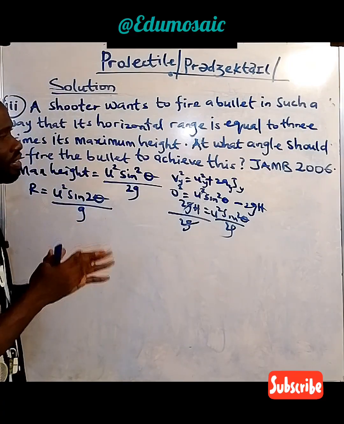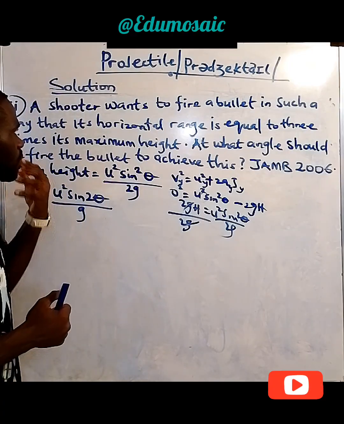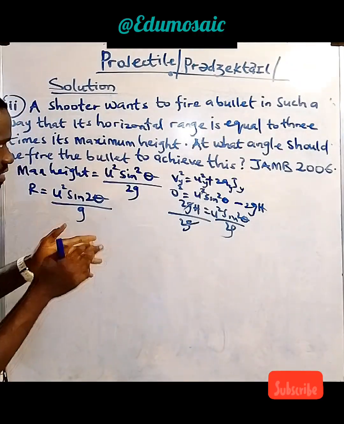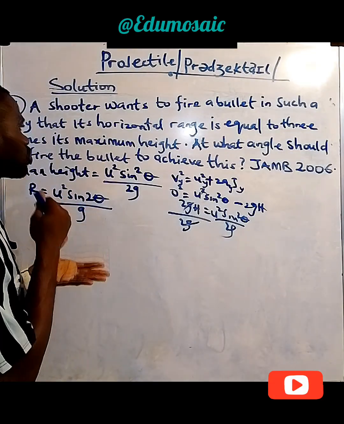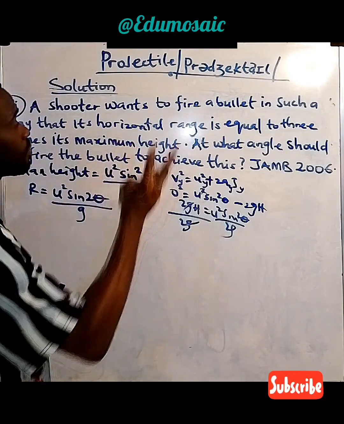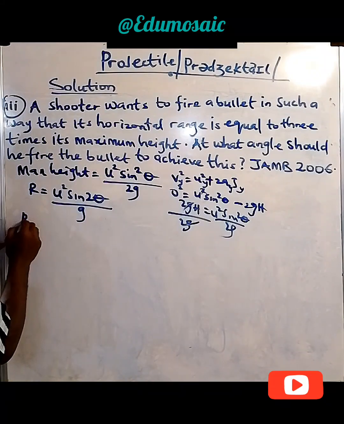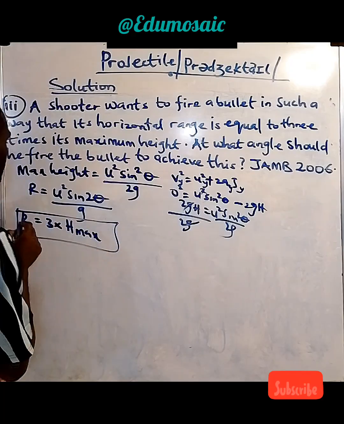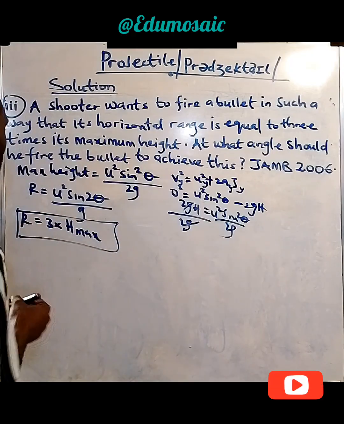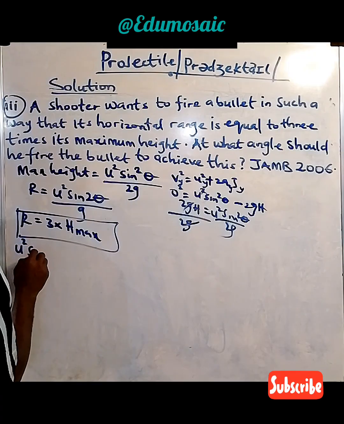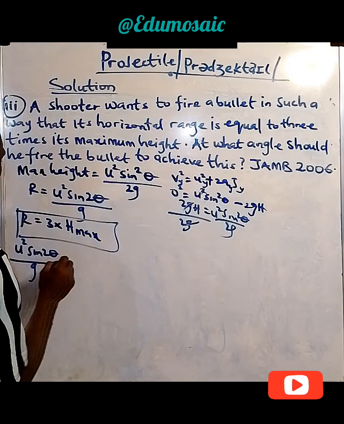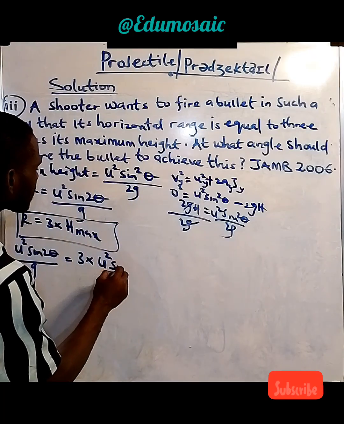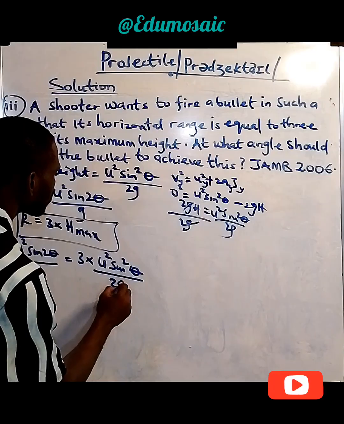Now, this JAM 2006 question wants us to solve for the angle at which a shooter will shoot to achieve this. And what does the shooter want to achieve? The shooter wants a situation whereby the horizontal range is going to be 3 times the max height. It means the range will be 3 times the h max. That's what the shooter wants. So what's the formula for range? Range is u squared sine 2 theta over gravity. It equals 3 times the max height. What's the max height? Max height is u squared sine squared theta over 2 gravity.